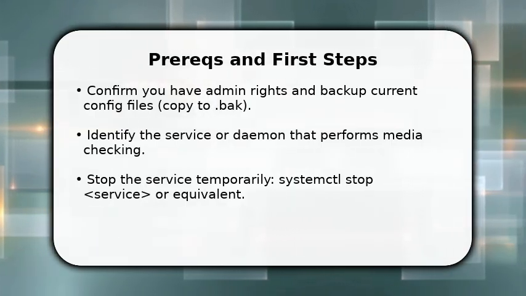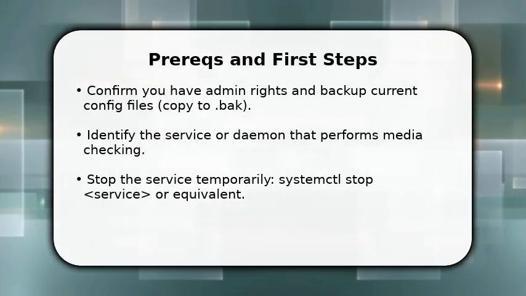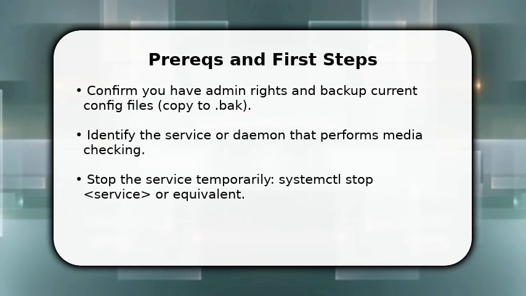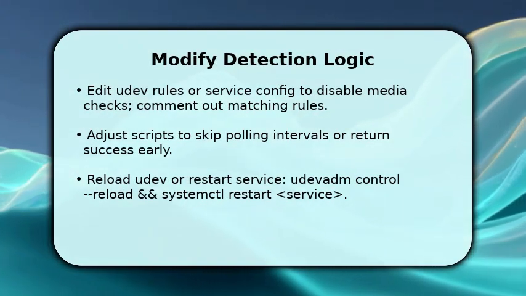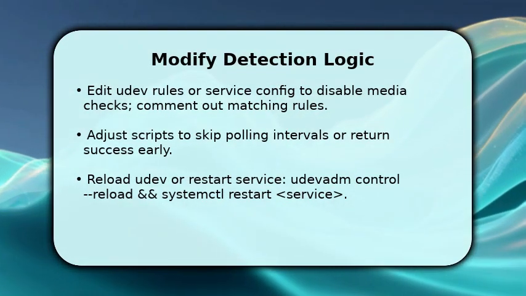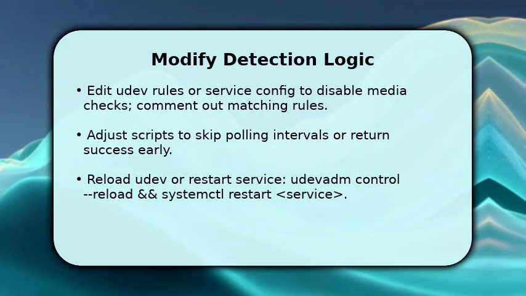Make sure to take note of original file names and locations. These details are needed for safe edits and future rollback. Now you edit the detection logic so checks are bypassed. Open the relevant udev rule or service config and comment out or alter lines that match removable media rules.